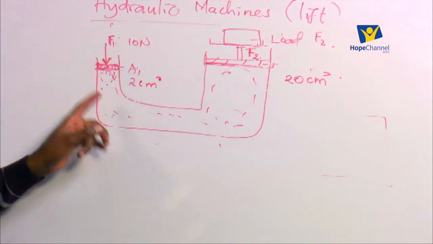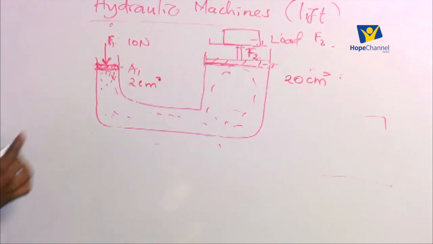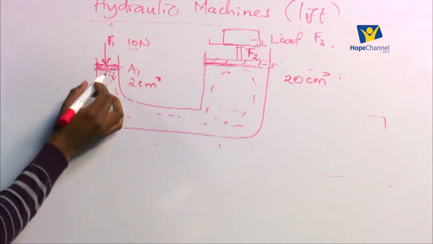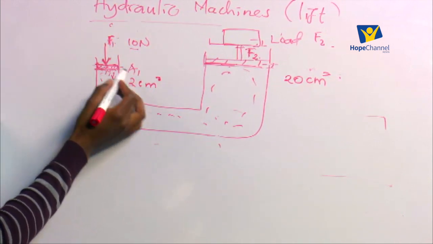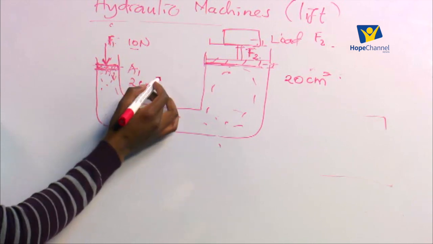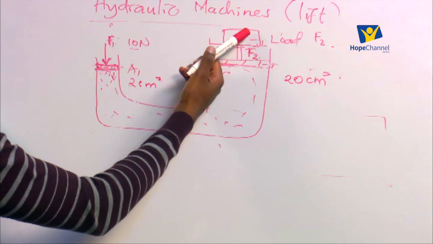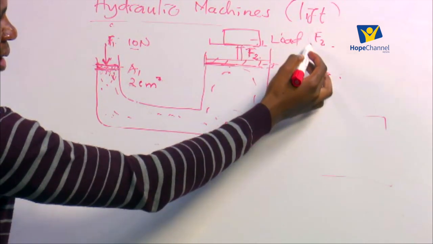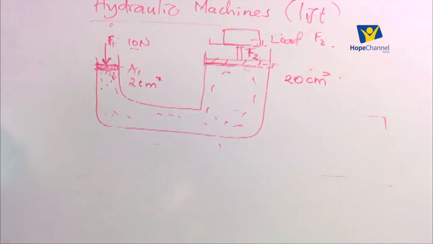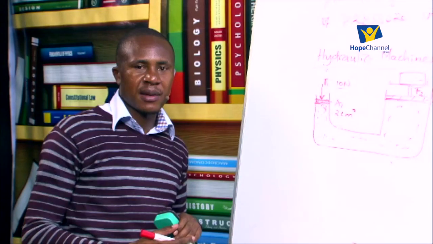We have a hydraulic lift. Now in this case the effort which is exerted is 10 newtons, and the effort is acting on an area of 2 square centimeters, and the effort of 10 is used to raise some load whose value we do not know, and is given as F2. We are finding the value of F2.